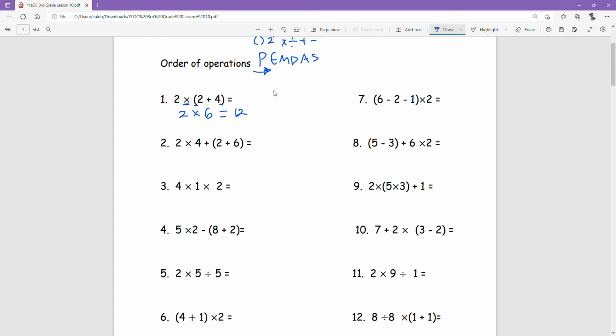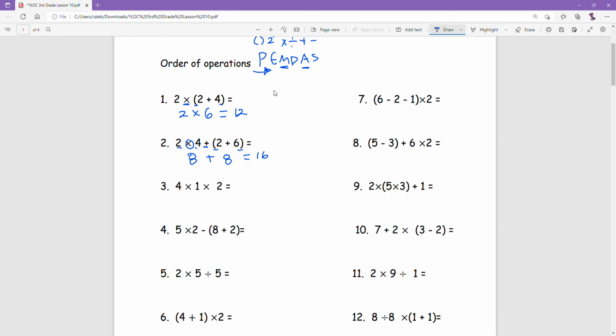So we have 2 times 4 plus 2 plus 6. But we have parentheses here, so we're always going to do the parentheses first. So we have 2 plus 6, which is 8. And then instead of doing 4 plus 8, we're going to do 2 times 4 first, because multiplication is before addition in PEMDAS. So 2 times 4 is also 8. And now we have to add them here. So 8 plus 8 equals 16.